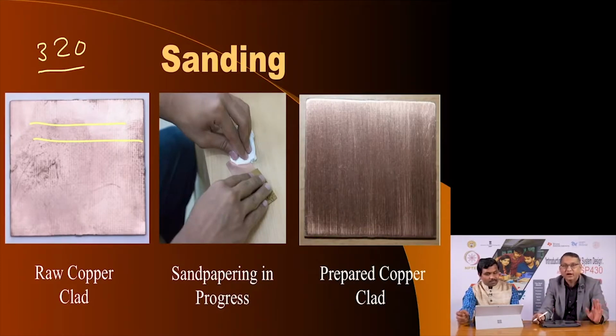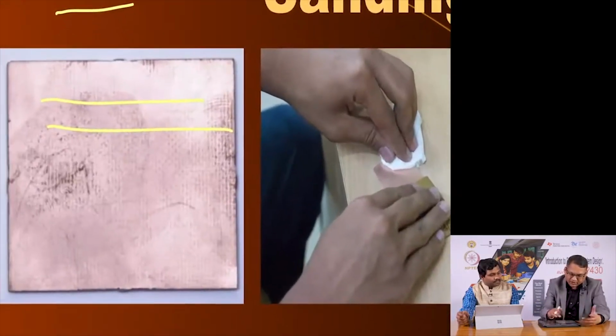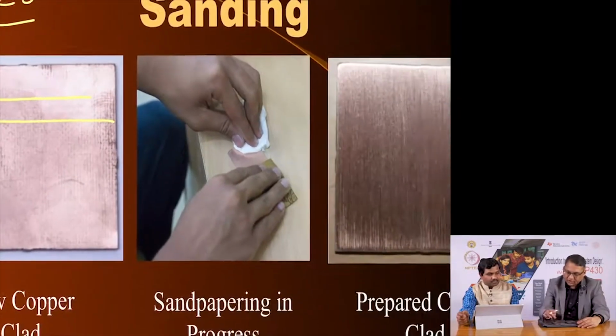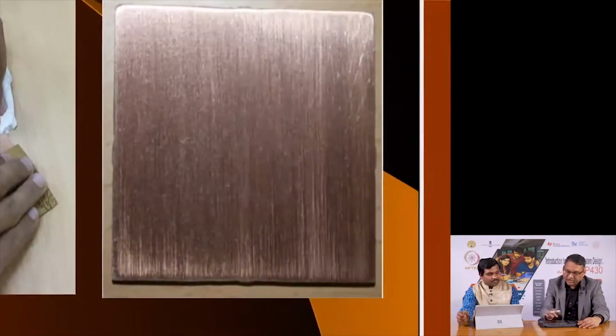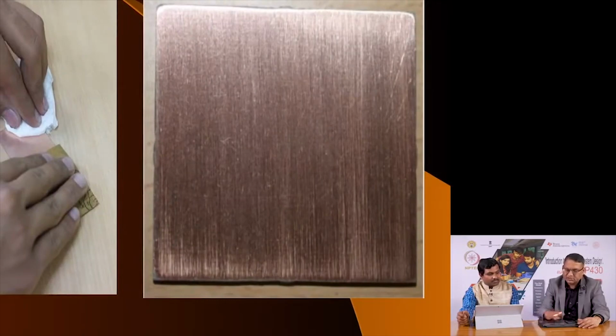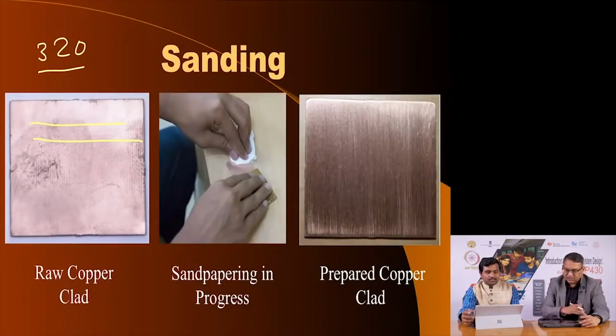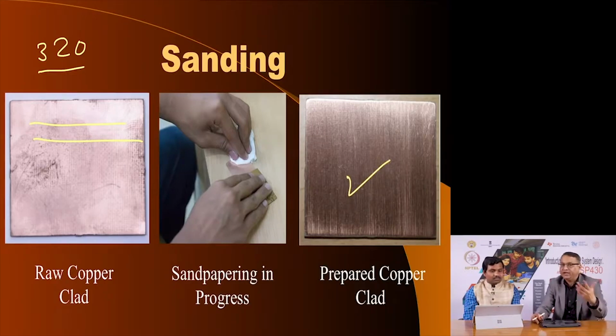If you choose a 100 grade sandpaper, it will leave visible marks on the PCB. So, we do not recommend that, and here is an example. Here is the raw copper clad board, as you can see it is very dirty, and then you use a sandpaper to clean it, and once you have rubbed it, you see it is much smoother and uniform and devoid of any oxide. So, these are the three stages of sandpapering the PCB. Once you have this prepared copper clad board, you are ready for the next stage.